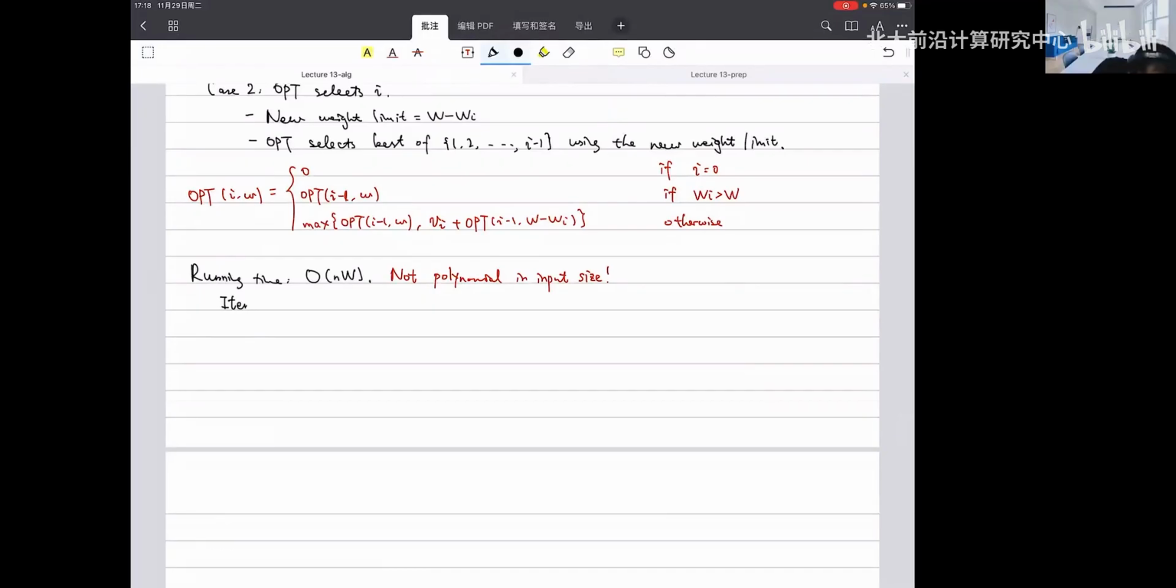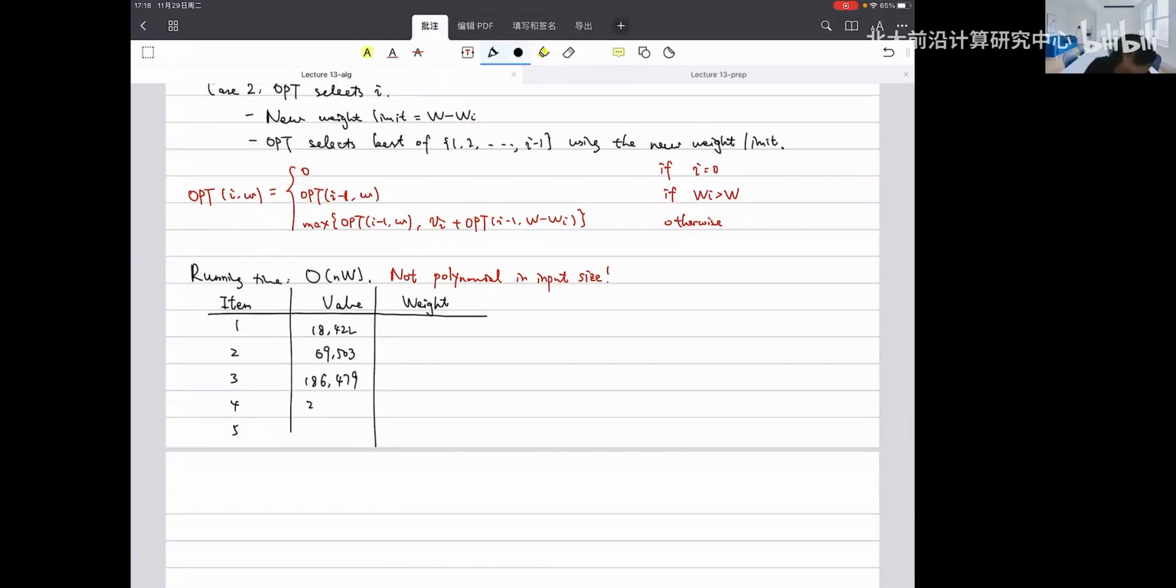and let me just draw a table like this. So assume that we have a few items. Let's say we have items 1, 2, 3, 4, 5. But actually, if the value is something huge, something like this, or maybe something like this, I'm just writing something random here, just some huge numbers. And for the weight here, assume that for this case, the weight is small.